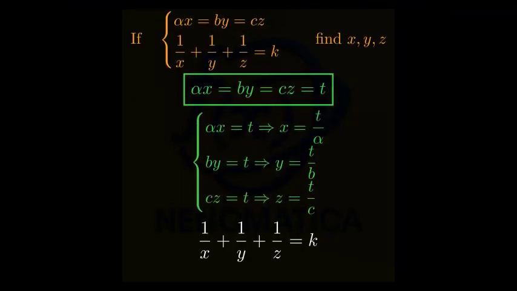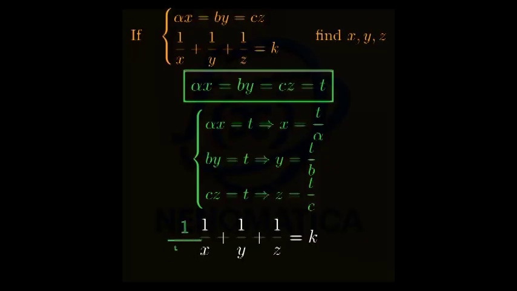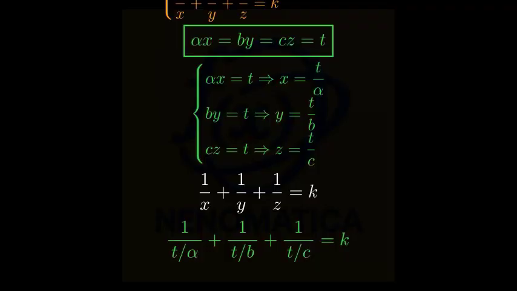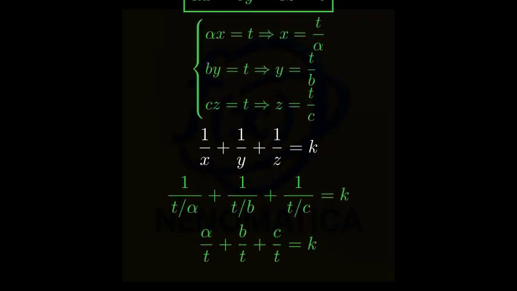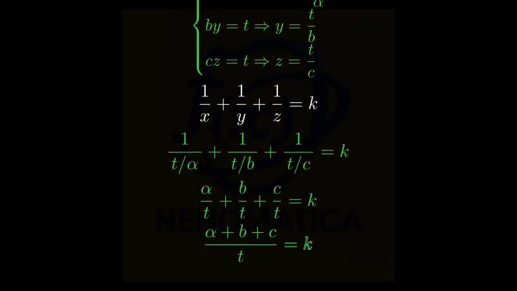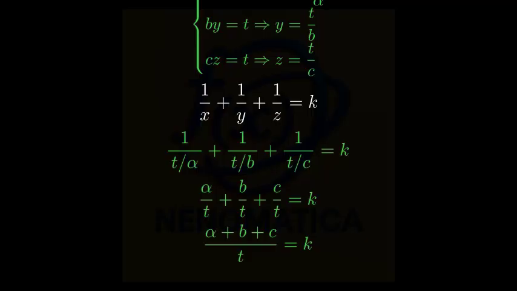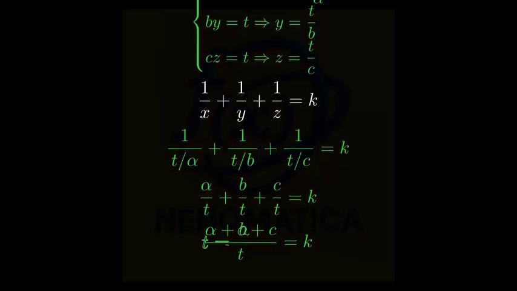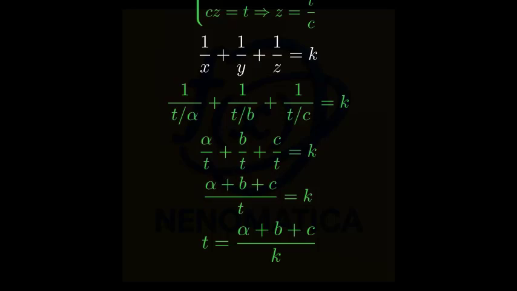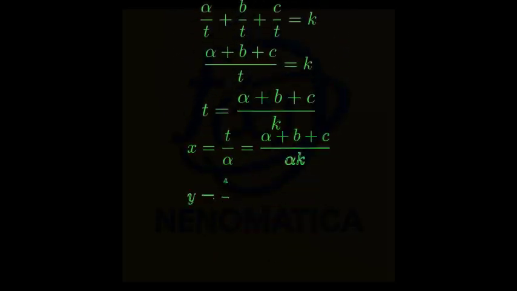Step 2. Bring back the second equation. Now substitute x, y, and z from the t expressions. Simplify carefully to collect over t. Then write it as one fraction. Step 3. Solve for t by cross-multiplying. Step 4. Substitute this value of t into x equals t over alpha, y equals t over b, and z equals t over c. This yields the final closed forms.